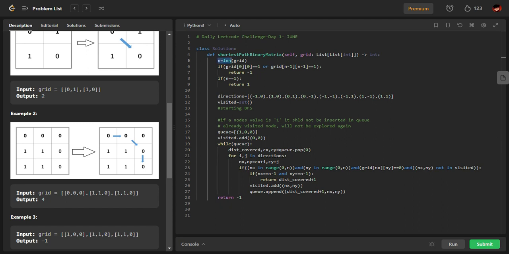See, I first took out n. Okay, because n is not directly given in the question. We are just given the grid. So as you know, it's an n cross n grid. So take the length along any one direction, you will get it. Okay, that is the basic n.